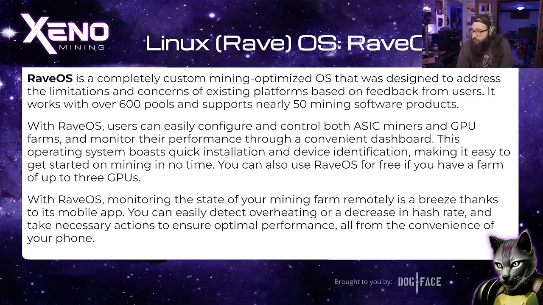Which, speaking of, Rave is a completely customized OS built on Linux. It's not Ubuntu. It's its own thing, okay? It was made to address the limitations and concerns of existing platforms based on feedback from users. So it works with over 600 pools and supports nearly 50 mining software products. With Rave, users can easily configure and control both ASIC and GPU farms. So if you're operating a total farm, Rave might be the thing that you want.